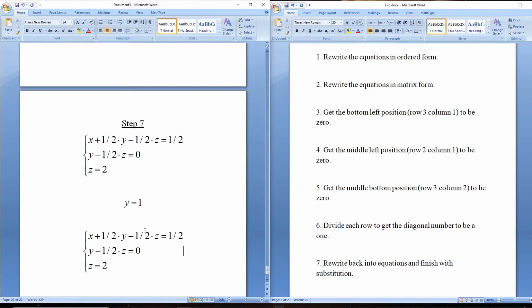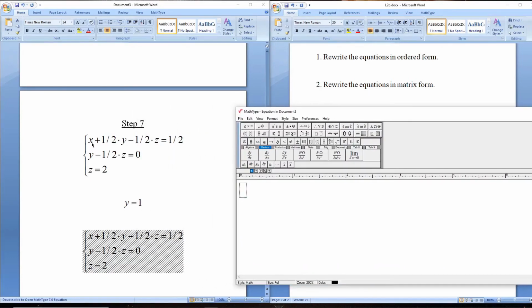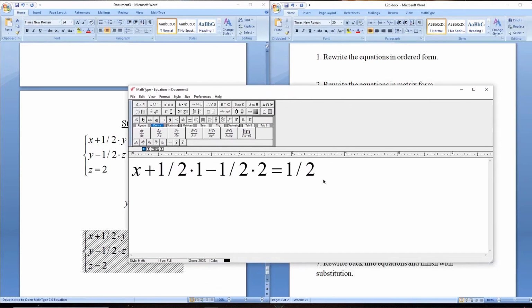And we can now use that information to substitute back into the first equation here, the x one. So we have x plus a half times y. We just figured out what y is. It's 1. And then minus a half times z. And we know what z is. Z is 2. And all of this has to equal a half. So here's what we need to clean up a little bit. First off, 1/2 times 1 is 1/2. 1/2 times 2 is 1. And now looking at this, 1/2 minus 1 is a minus half. And now we can add a half to both sides to get that x equals 1.